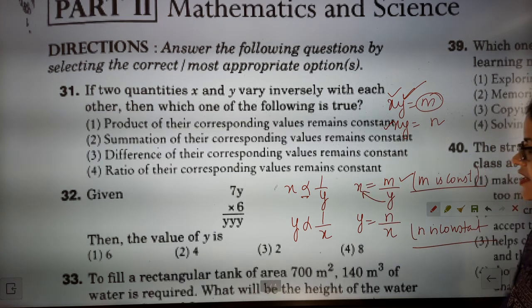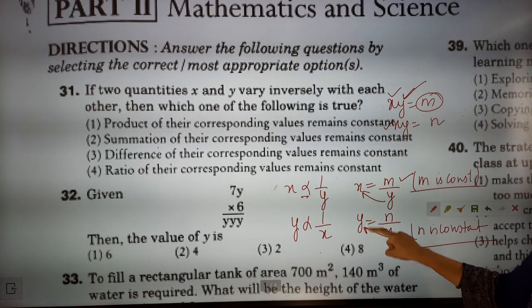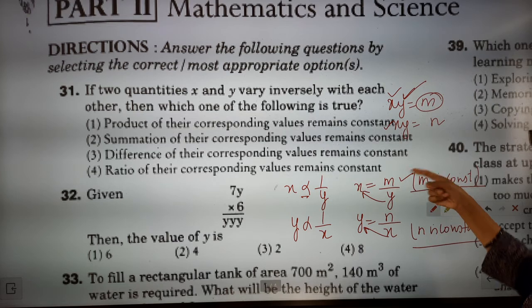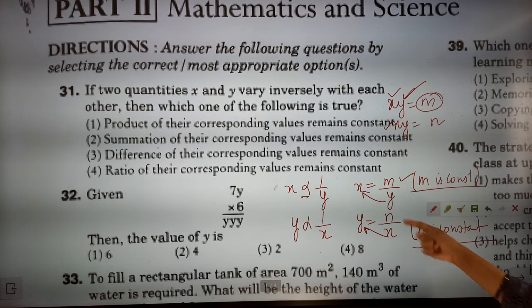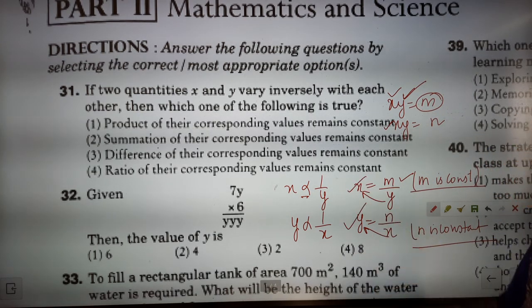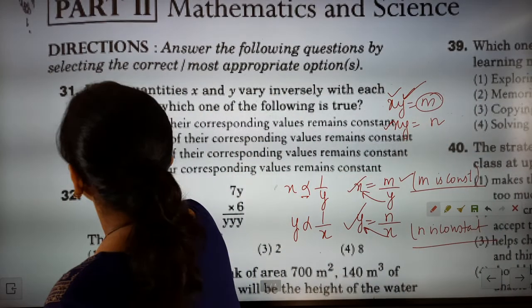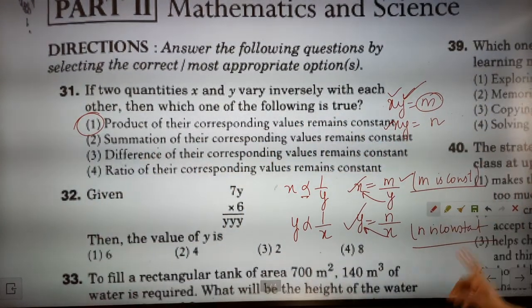When you multiply them, x into y, because the moment you shift it to that side, x into y equal to m or x into y equal to n, that is coming constant. So your correct answer will be: the product of their corresponding values remains constant.